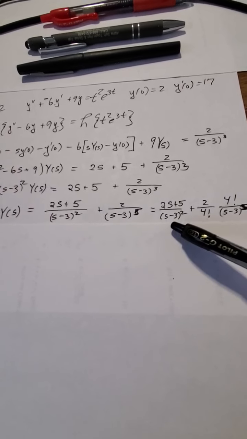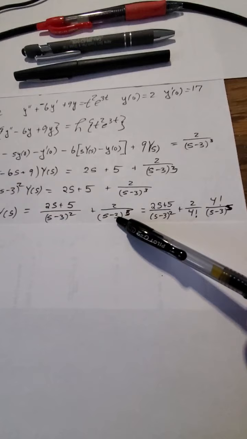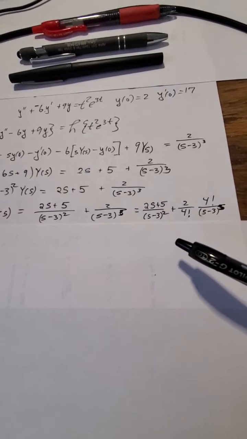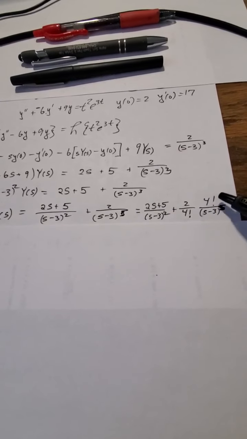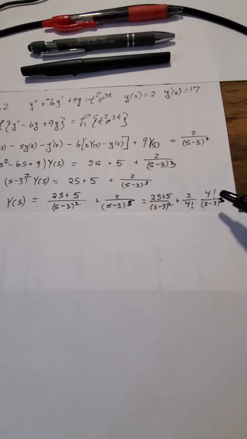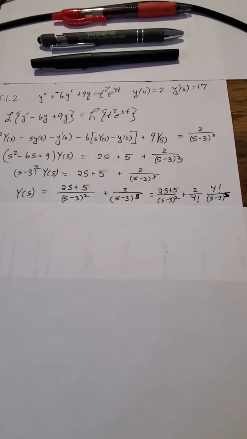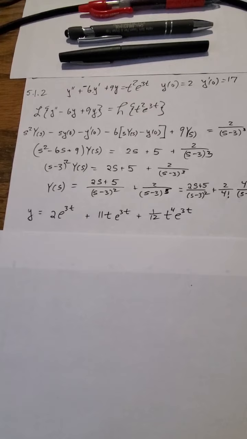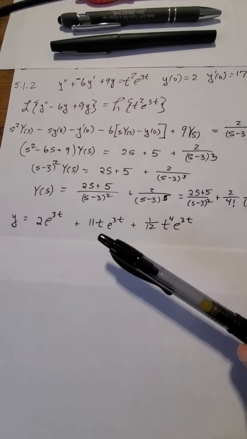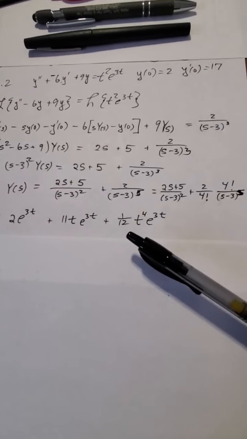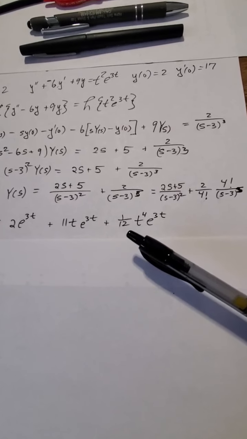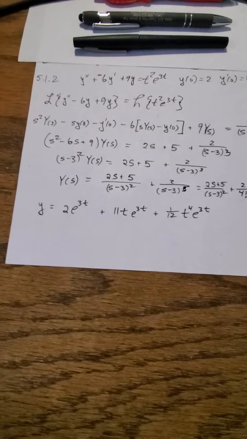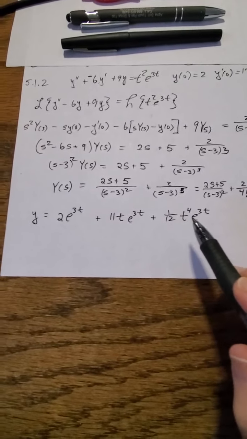Now I'm going to rewrite the second term. 2s plus 5 over s minus 3 squared is the same as what I have here. But I'm going to rewrite this one: pull out the 2 and multiply top and bottom by 4 factorial. The reason I'm doing that is that this is now in the form I need to use my Laplace toolkit. And what I'm going to get is basically my final answer. y equals 2 times e to the 3t plus 11t e to the 3t plus 1/12 t to the 4th e to the 3t. The 1/12 is 2 over 4 factorial.